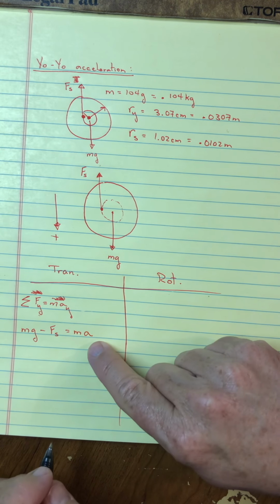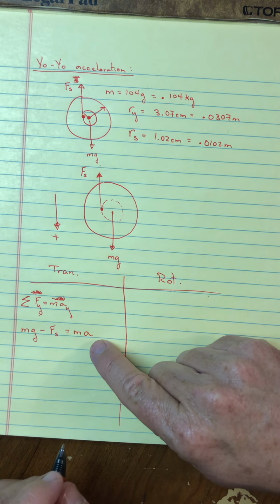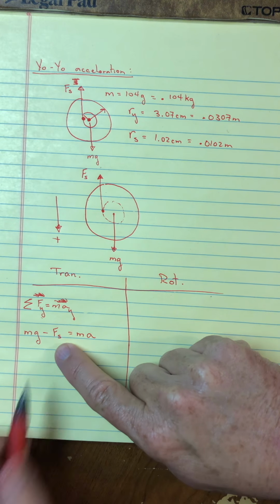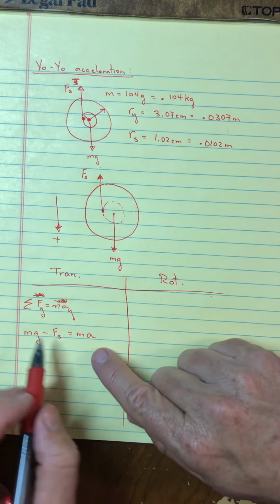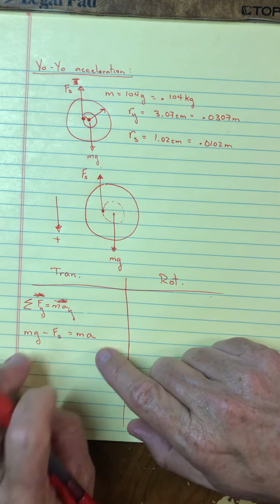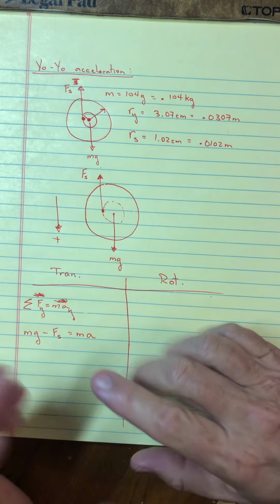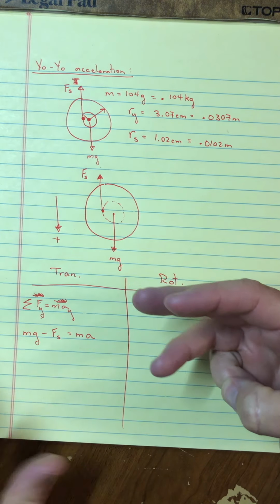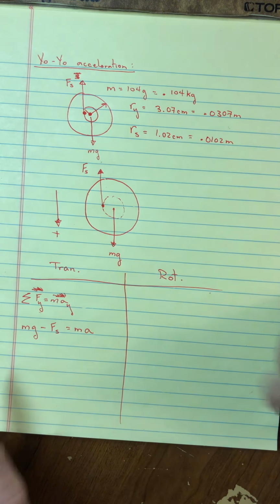And that's what I'm looking for, the a. And of course, I don't know the force from the string. I do know the mass and I do know g. So there's two unknowns right here. So this by itself, I can't go anywhere. That's why, again, step 3 is write out the equations. And so this is that equation.